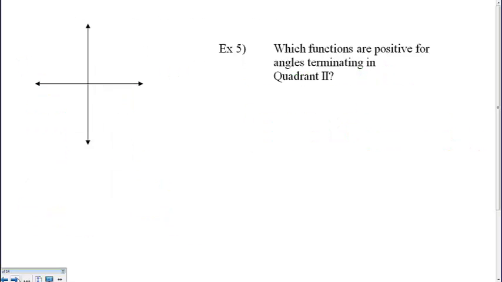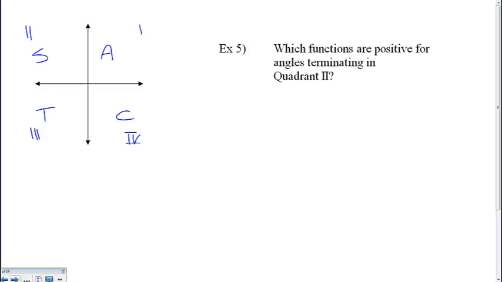Now let's solve a couple of examples. In example 5, we're asked to find which functions are positive for angles terminating in quadrant 2. I suggest that you start by labeling your quadrants 1, 2, 3, and 4, and then using your mnemonic, add sugar to coffee, to label where your trig functions are positive.